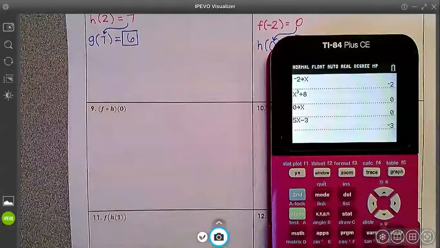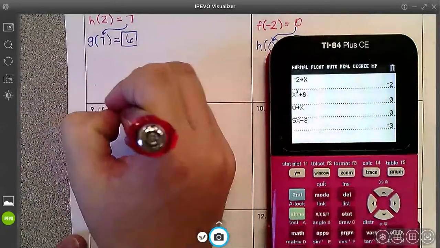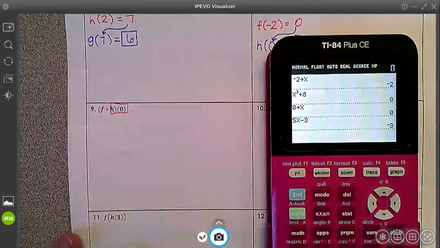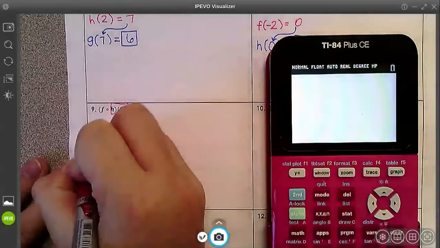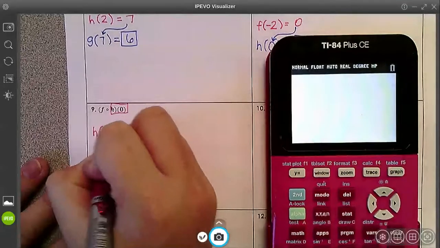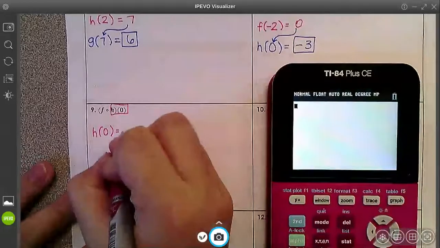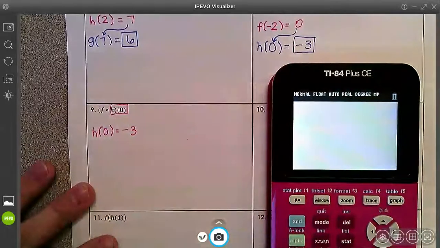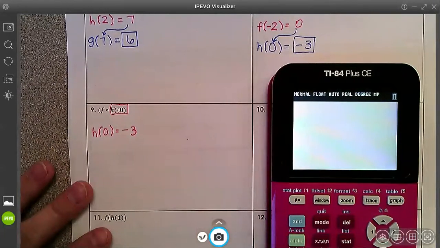All right, number 9. We're going to start with h of 0, kind of just work backwards, work right to left or inside out. Did we just find h of 0? Yeah. And it was what? Negative 3. So you don't even have to type that in your calculator because it's the same.